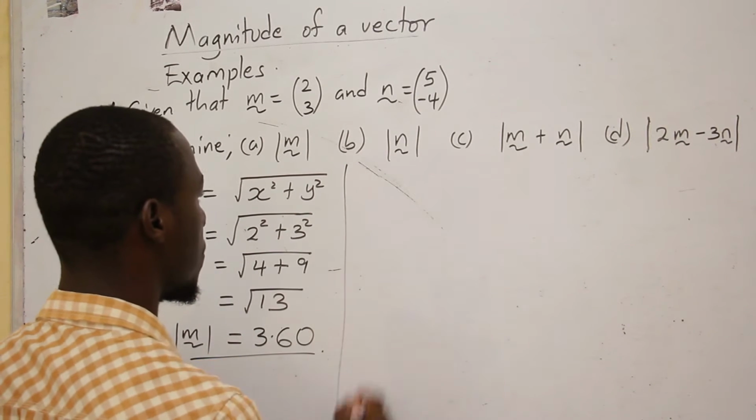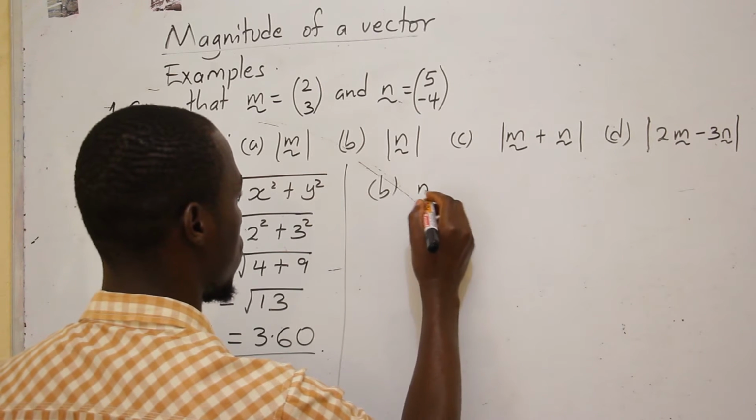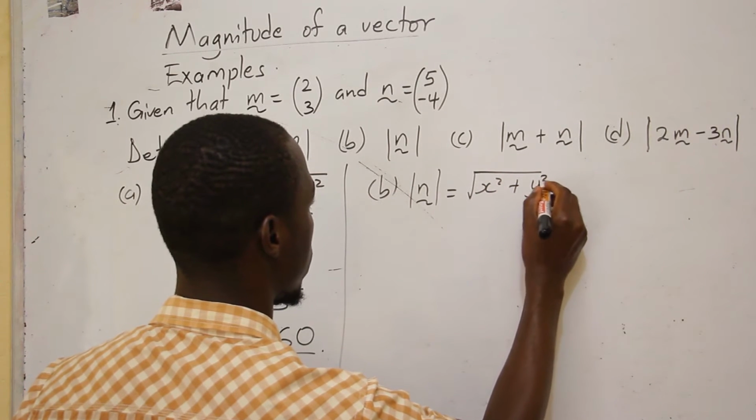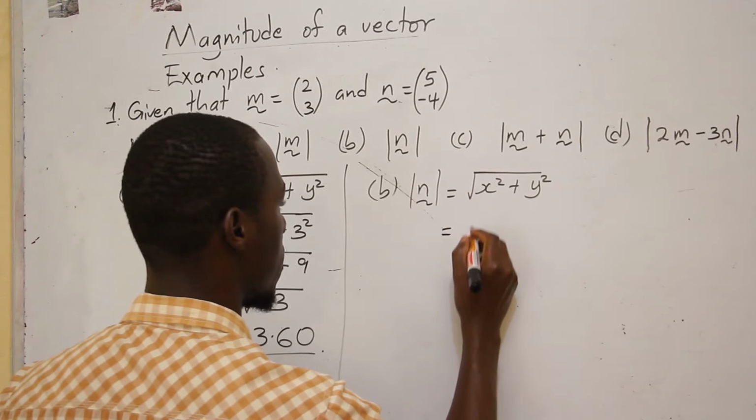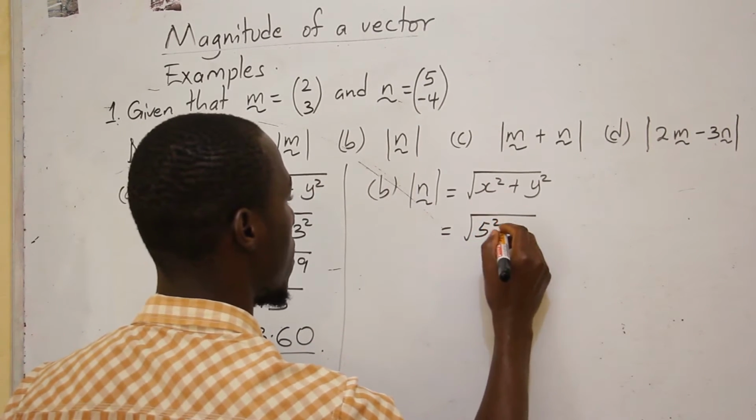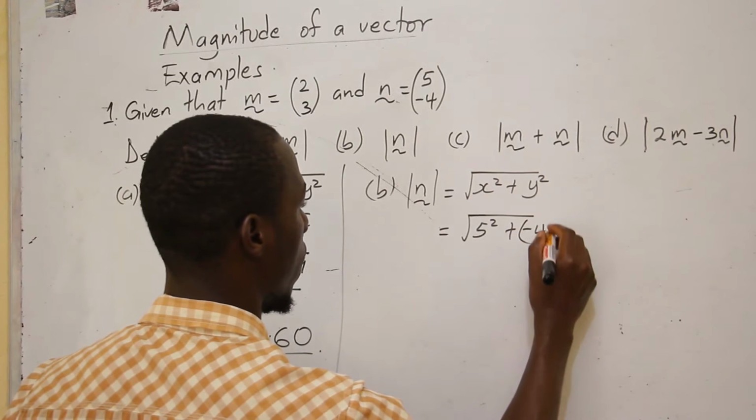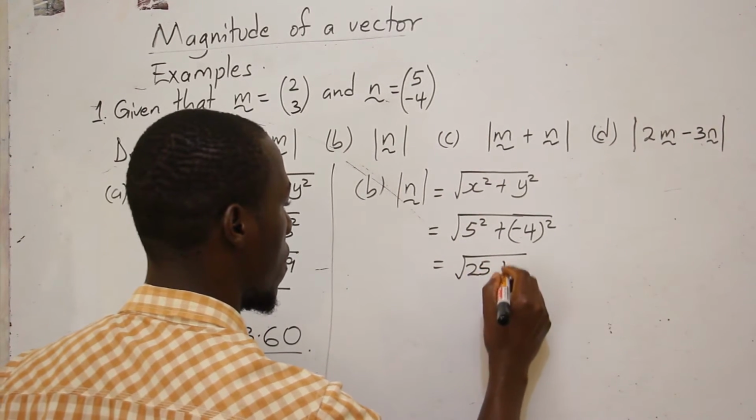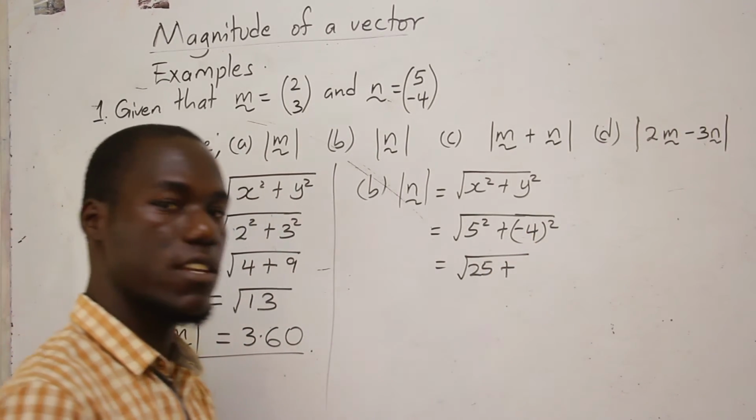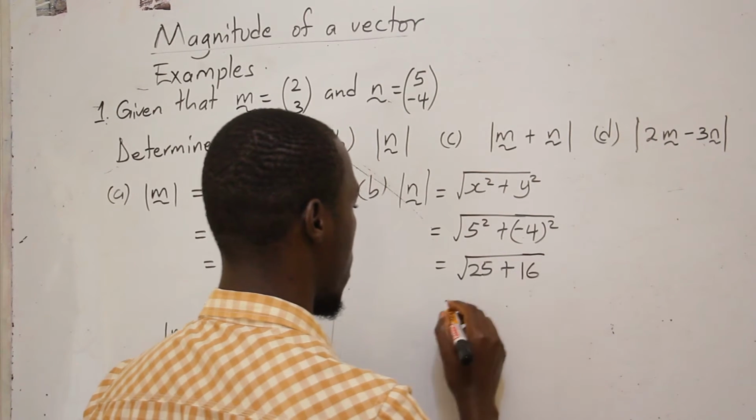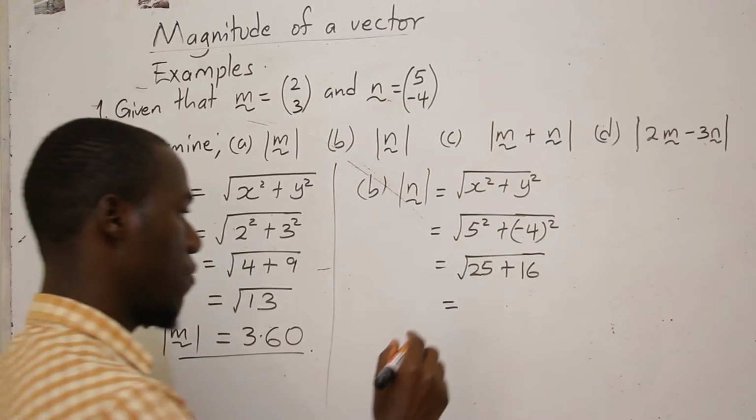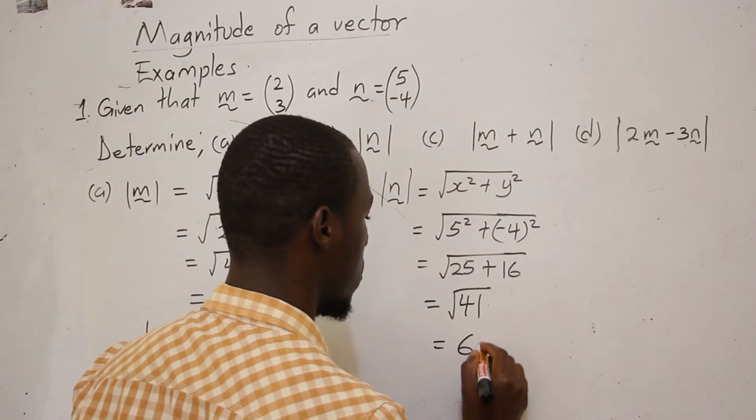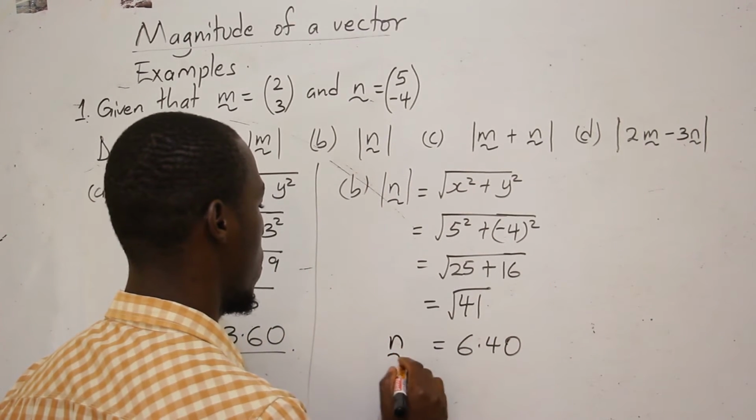Then part B, the magnitude of n, that is square root of x squared plus y squared. So this one here, the x value is 5 squared plus the negative 4 squared. So when I square 5, I get 25. Now when I square the negative 4, I'm going to get positive 16. When I add them, I'm going to get 41. So root of 41 is going to be 6.40 to 2 decimal places.